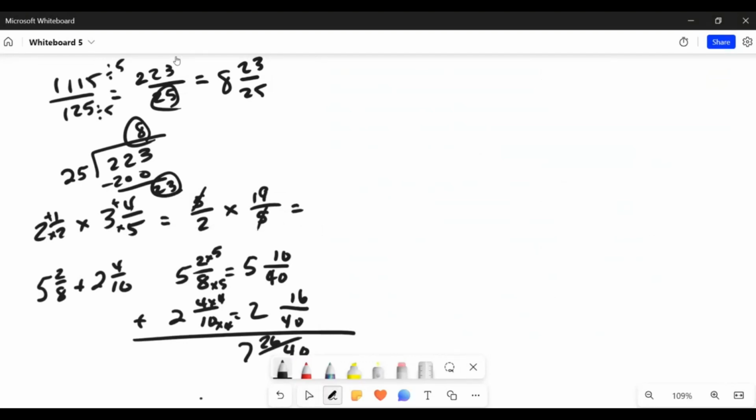And the last one to reduce was 28 over 40. I'm going to divide the top and bottom by 2 first. 28 divided by 2 is 14. 40 divided by 2 is 20. I can divide by 2 again. 14 divided by 2 is 7. 20 divided by 2 is 10. I get 7/10.